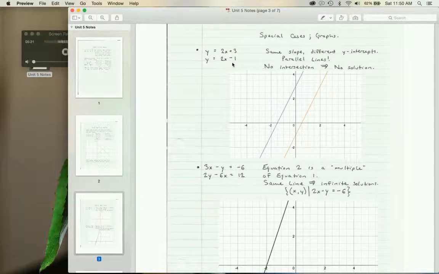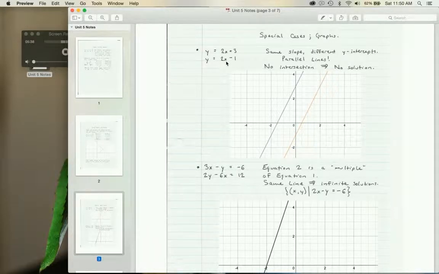Just moving quickly through this, the first equation has a y-intercept of 3, so I would plot a point here, and a slope of 2, or 2 over 1. So I would go up 2 and over 1 to plot my second point and connect them.